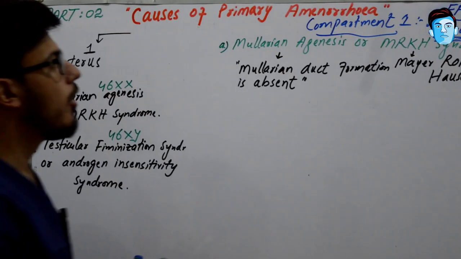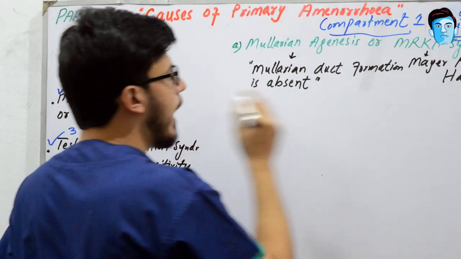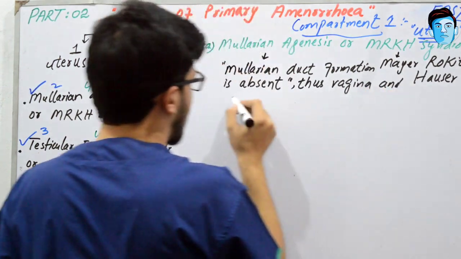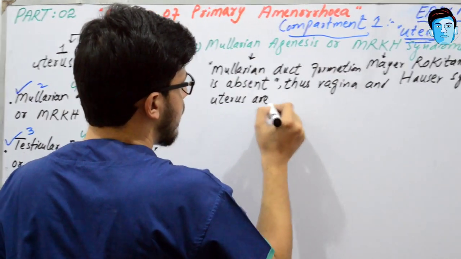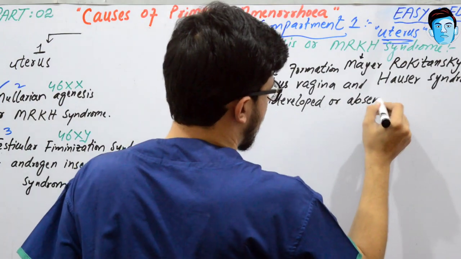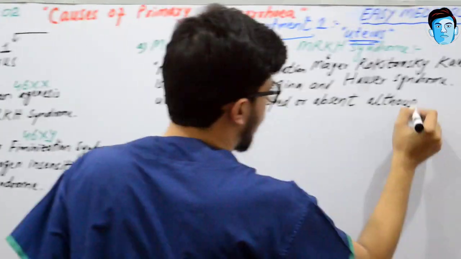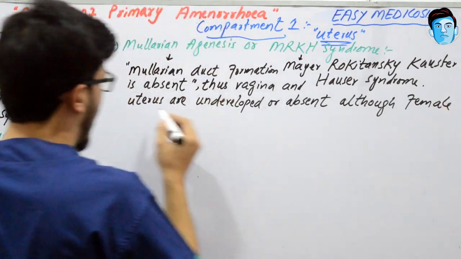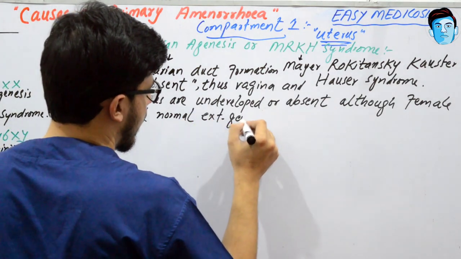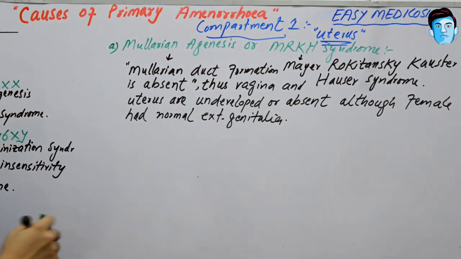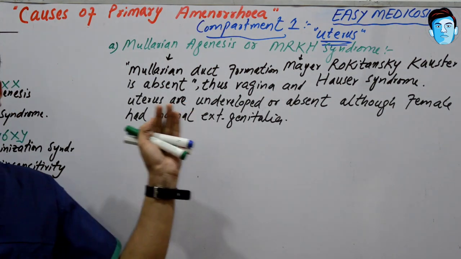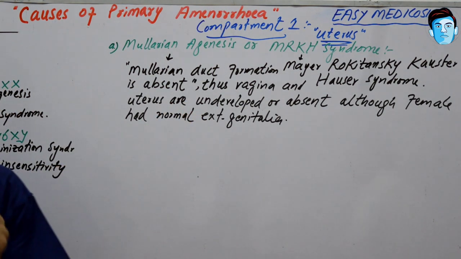So the Mullerian duct formation is absent in this condition, and thus the vagina and uterus are underdeveloped or absent, although the female has normal external genitalia. So in Mullerian agenesis, the Mullerian duct formation is absent. Thus, vagina and uterus are underdeveloped, although the female has a normal external genitalia.